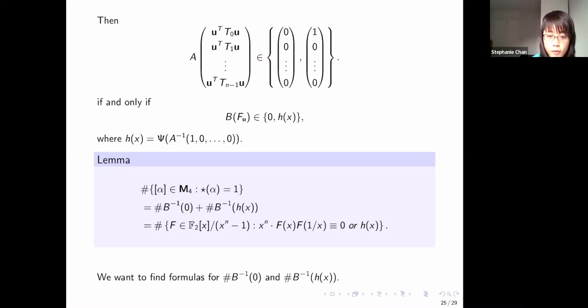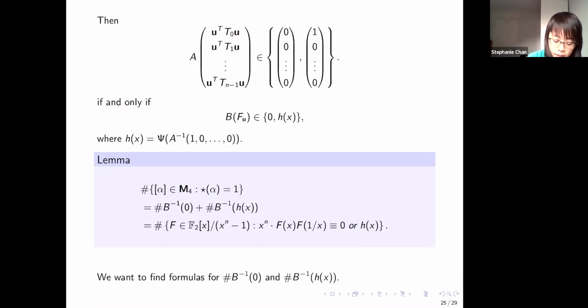is the same as the number of polynomials f such that x^n times f(x) times f(1/x) is either 0 or a polynomial h(x). h(x) is determined by the correspondence between the polynomials and the finite field F_2^n. And so we want to count the number of polynomials that satisfy this condition.